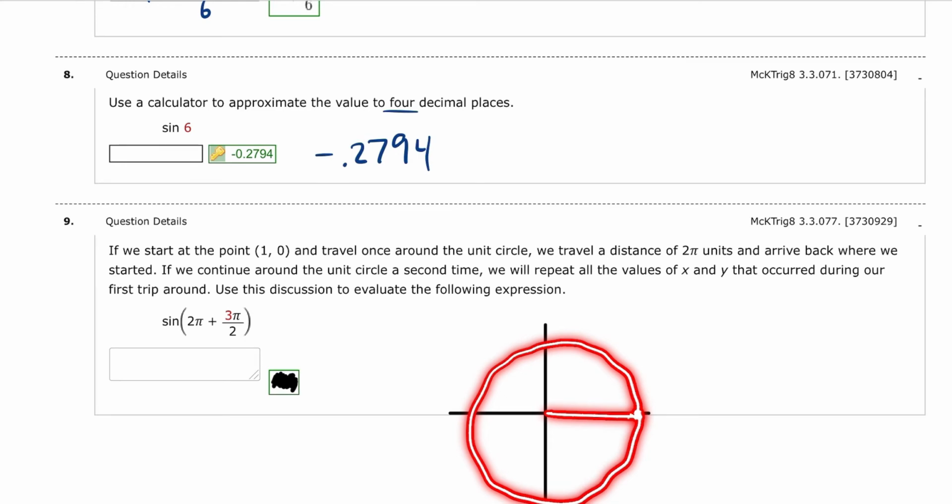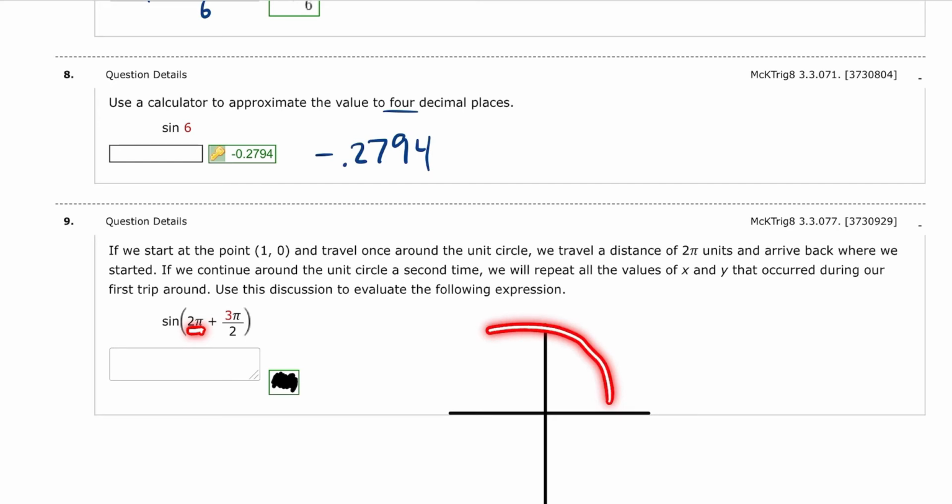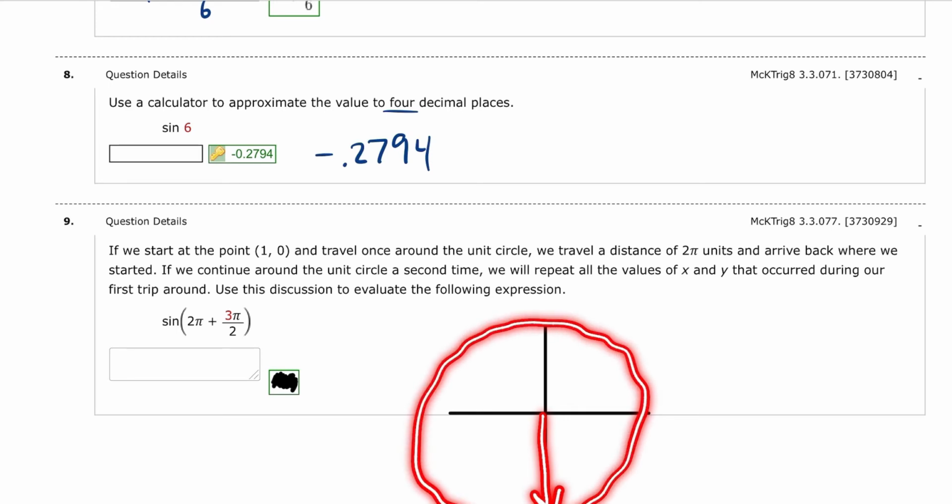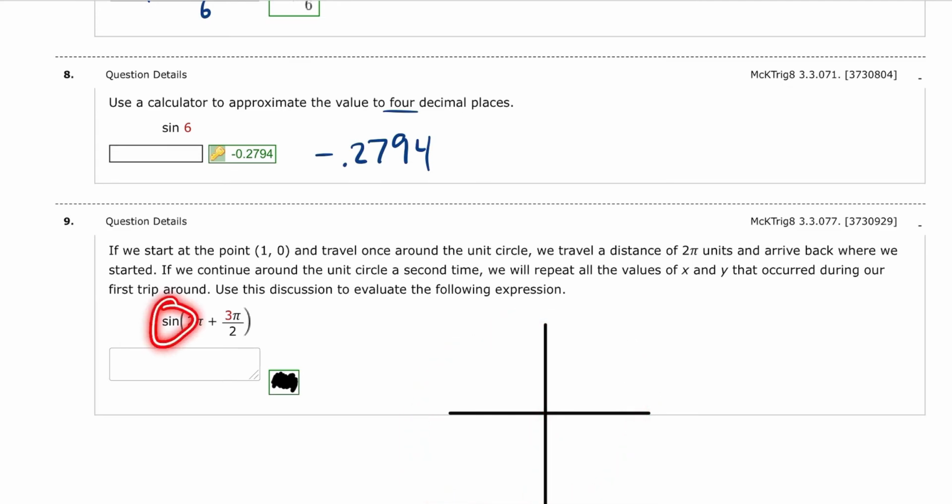Use this discussion to evaluate the following expression. So notice that 2 pi is 1 complete revolution. So if you start at 3/2 pi, which is here, and then from this point you go 2 pi, that's 1 complete revolution, you're just going to end up where you started, which is here again. And since we're looking for sine, that would be the y-coordinate of this angle here. So that's 0, negative 1. So the y-coordinate is negative 1.